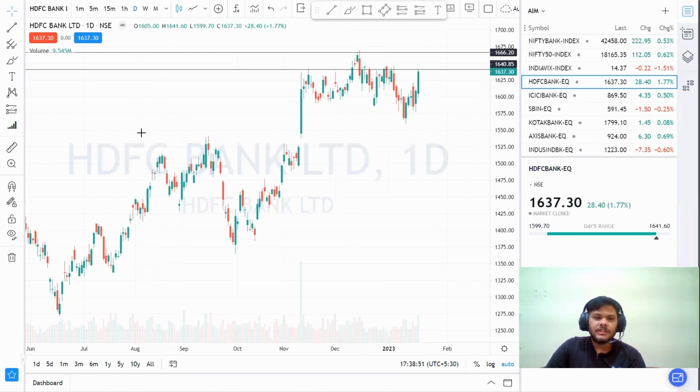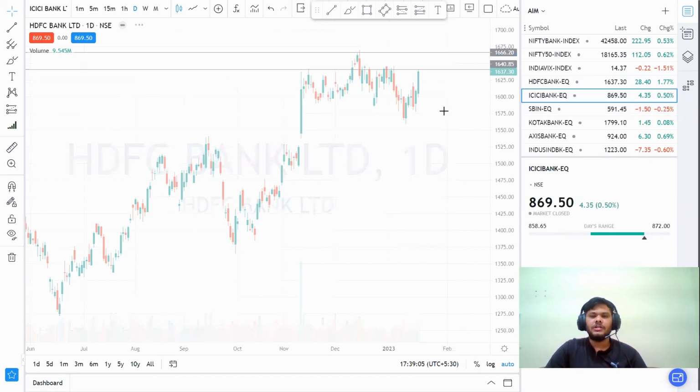For taking any kind of selling trade, we can easily get a selling trade if it opens around 1640, or if it trades below 1630 level, then you can expect some selling pressure here also, and for selling our target will be 1616 to 1610.